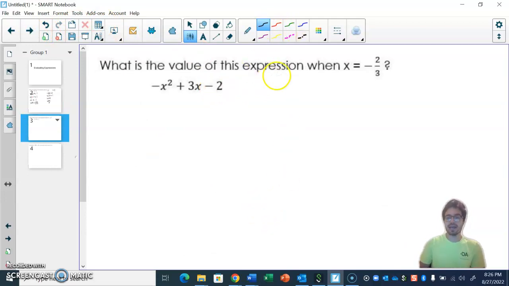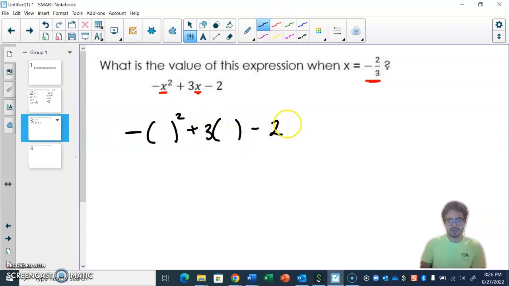Here it's telling me x is -2/3. So whenever I see an x, I'm going to put that in. I have an x here, I have an x here. And something that helps, we can put parentheses where we have our x. So I have negative, parentheses for my x, plus 3, parentheses, -2. Okay, let's put what my value is. It's -2/3.